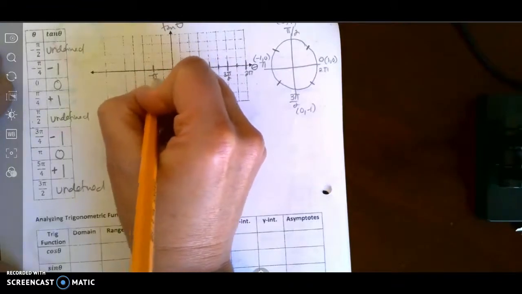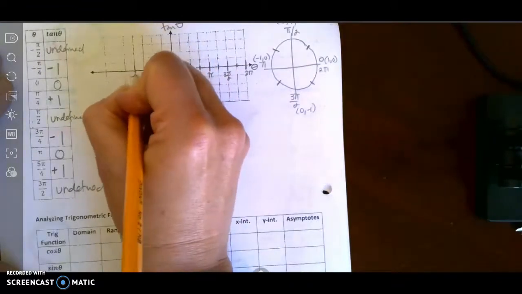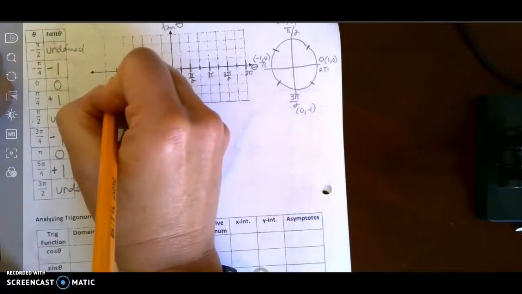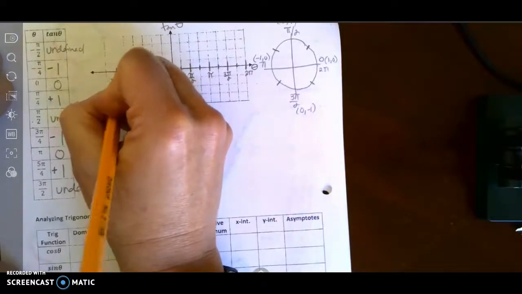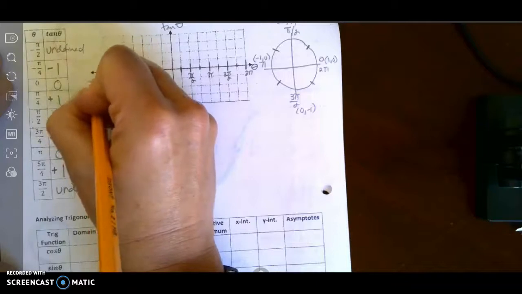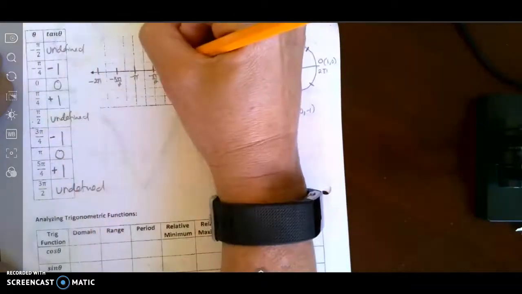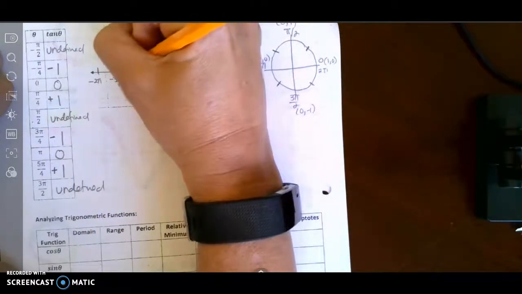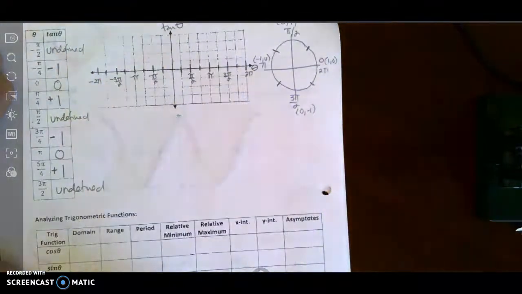Negative pi over 2, negative pi, negative 3 pi over 2, and negative 2 pi. And of course we have our pi over 4s at the halfway part.